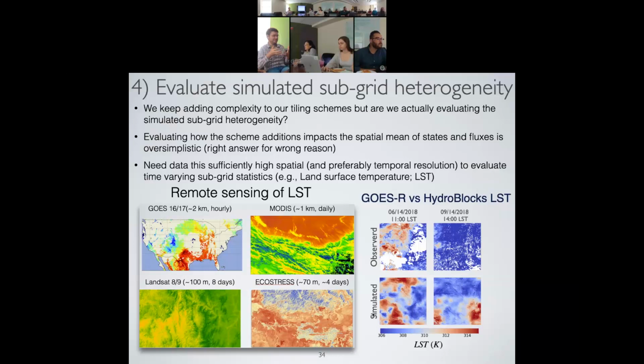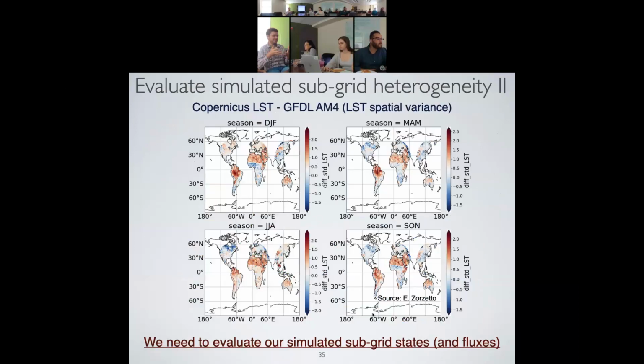This is a follow-up to that. This is what we did with the GFDL model. We compared Copernicus LST, which is a global 5-kilometer LST product, to figure out how the subgrid spatial variance of LST was doing. This is very preliminary, but in general it highlights where this subgrid heterogeneity is doing what we thought it was, and where it needs some work. And generally, most places it needs some work.